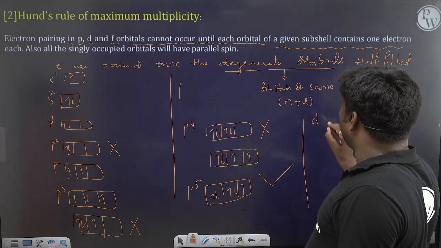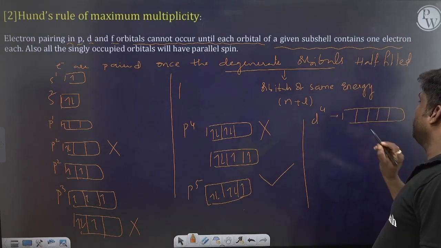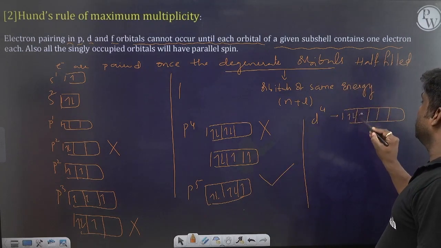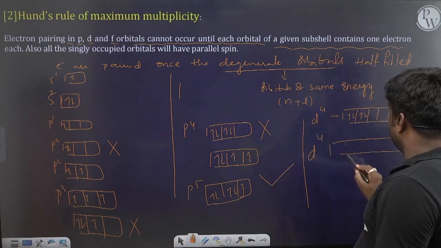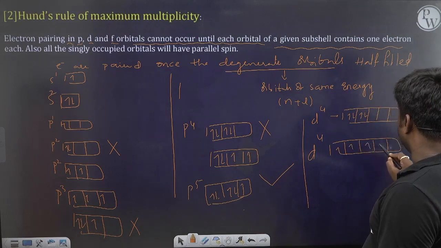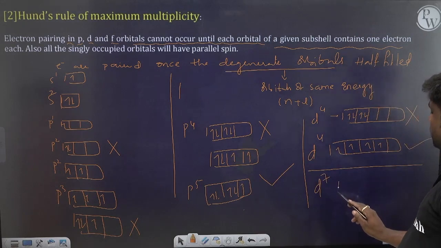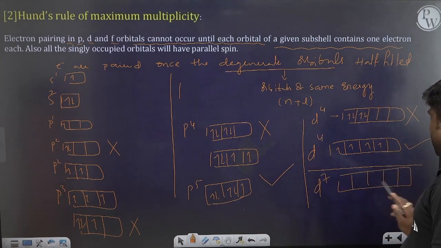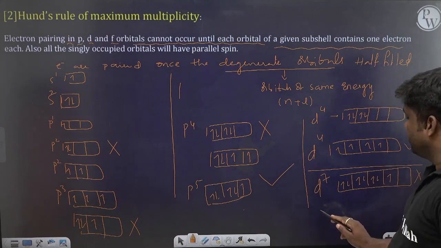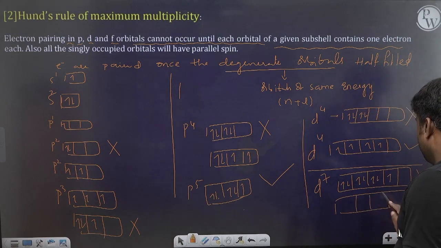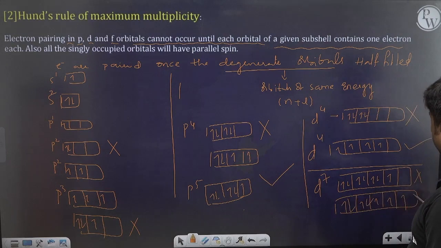For example, D4 you have. D4 means how will you write, 4 electrons, 5 orbitals are there. If you write 1, 2, 3, 4 in the first four orbitals like this, this is wrong. D4 means you should write 1, 2, 3, 4, one in each orbital. This is the correct one. And for example, you have D7. If you write like this, 1, 2, 3, 4, 5, 6, 7, this is wrong. D7, how can you write? 1, 2, 3, 4, 5 half filled, 6 and 7 paired. This is right.